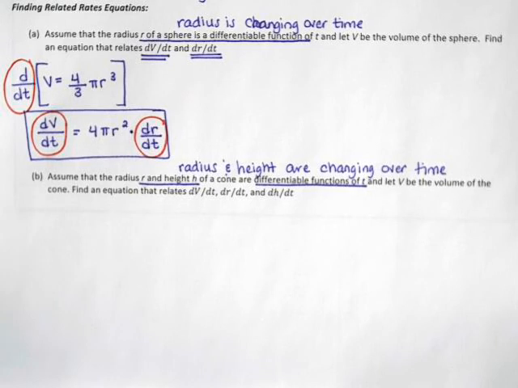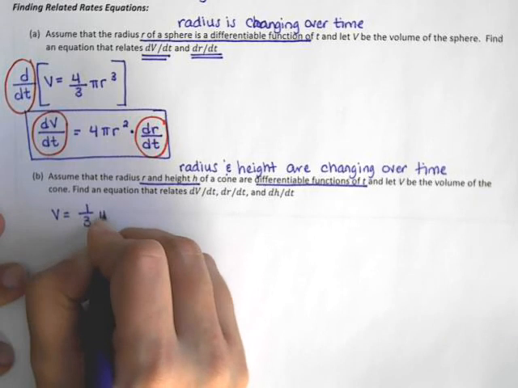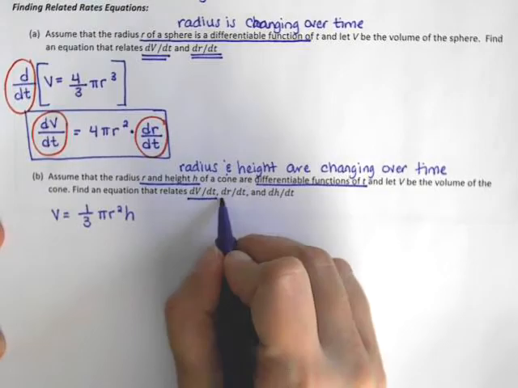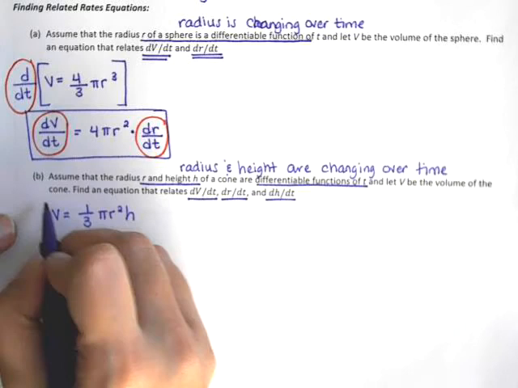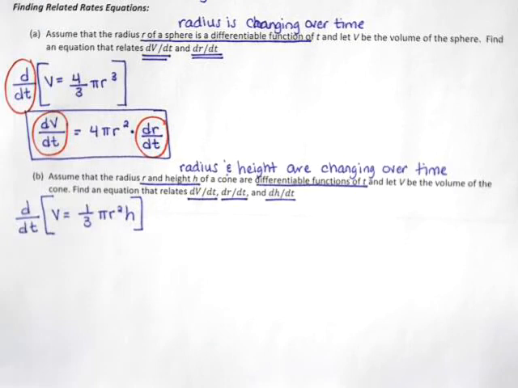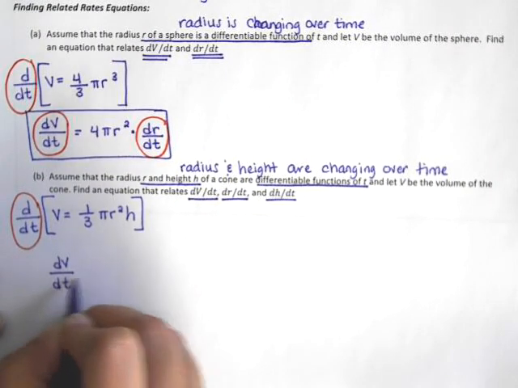Let's start with the volume formula for a cone. The volume of a cone will be 1/3 pi r squared h. And again, this is something we expect you to know how to do. So we expect you to know that formula. Now we want to find a relationship between the volume's change over time, the radius's change over time, and the height's change over time. So we are going to take the derivative of this formula with respect to time. Which means if we take the derivative of volume, we just get dV/dt.